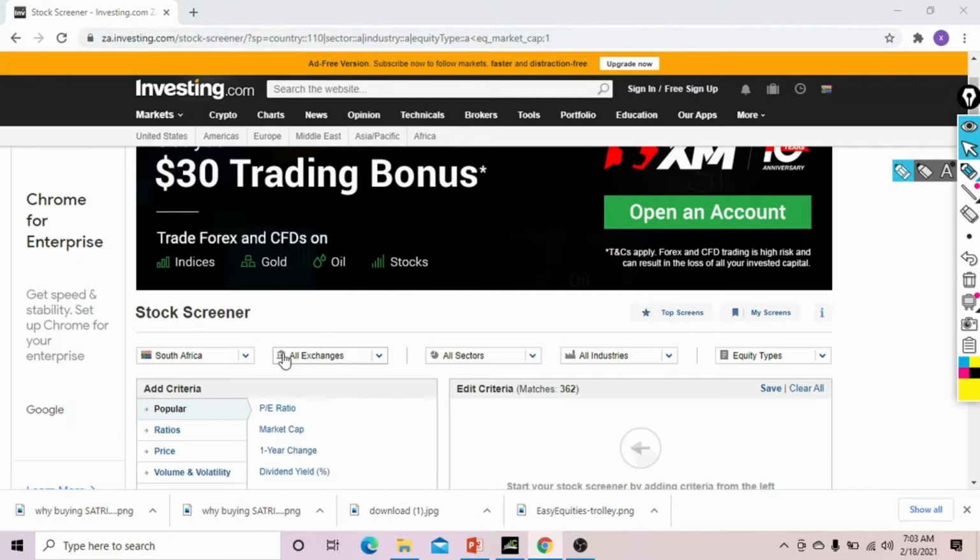Let me just use this pen here for clear demonstration. Just give me a second. You can see here the country, it's South Africa, and then we have the exchange, the type of exchange that you are looking for. In this case, the exchange is going to be the Johannesburg Stock Exchange. So let's select that. You click that, and then it goes to sectors. You can see here we have sectors.